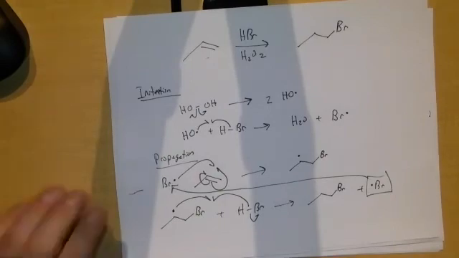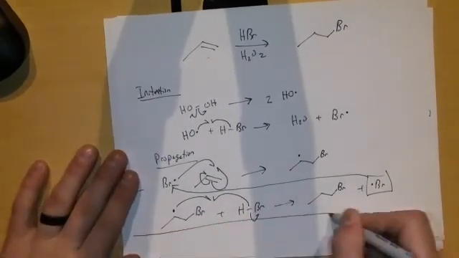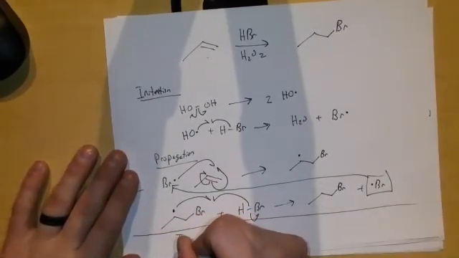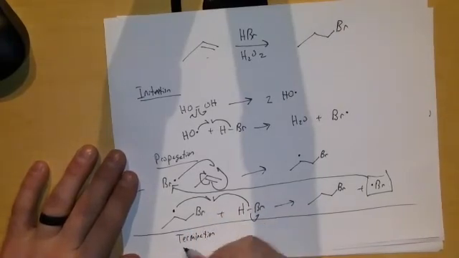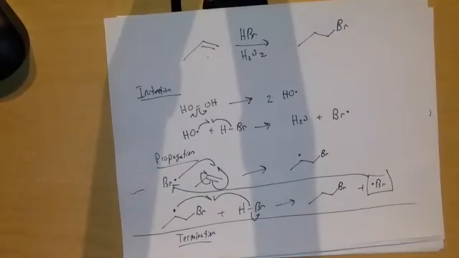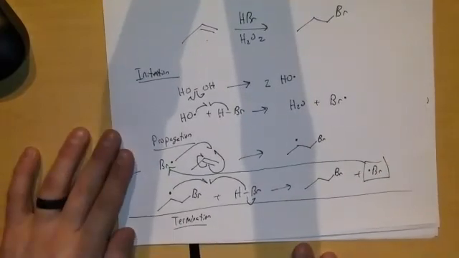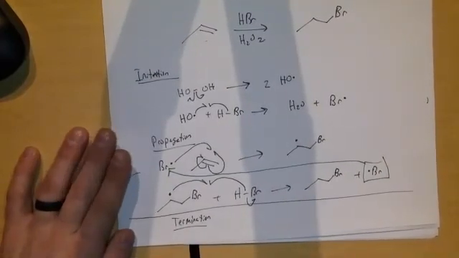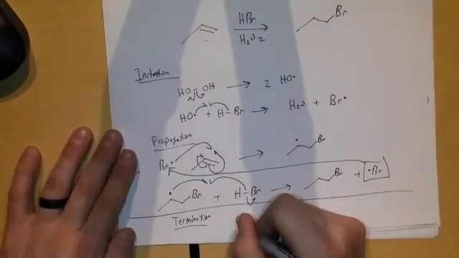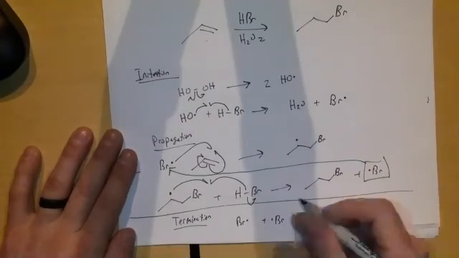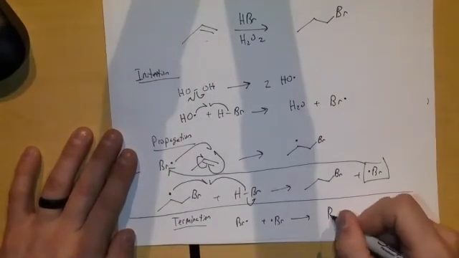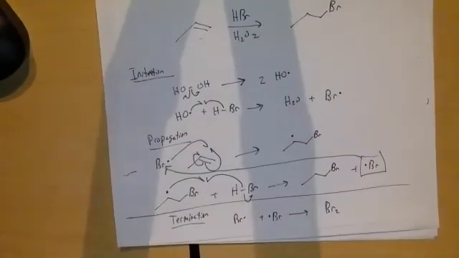For termination, there is a lot of options. I'm only going to go through a simple one. A lot of the times for these mechanisms, you really only need to draw one termination product. At least that's what the book is doing, so I'm going to do the same. So if I just draw Br radical plus Br radical coming together to give us Br2, that would be acceptable for one of these kind of mechanism questions.